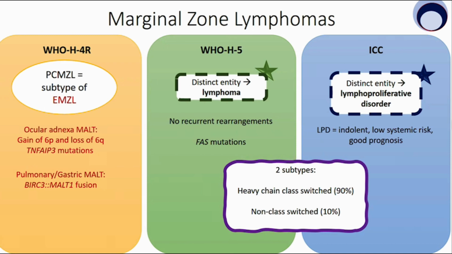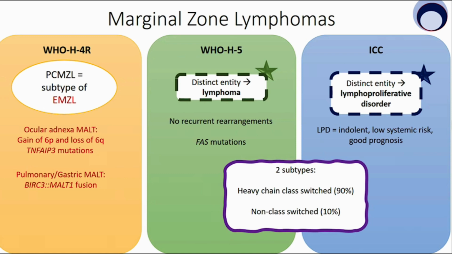So the WHO calls it a lymphoma, while the ICC prefers to call it a lymphoproliferative disorder because of its slow-growing nature, low propensity for it to disseminate, and the good survival overall with conservative treatment.